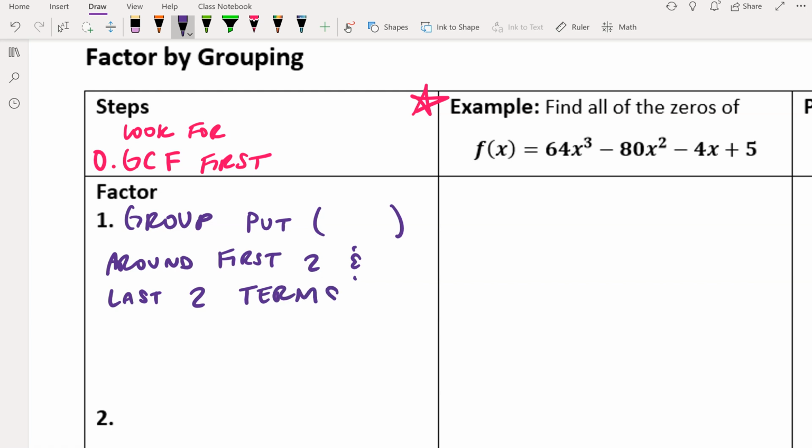Okay, so I'm going to do this first step up on our problem up top. When I say group, I want to put parentheses around the first two terms. So the 64x cubed is the first term, 80x squared is the second term. So I'm going to put parentheses around those two. And then I'm going to put parentheses around the last two terms.